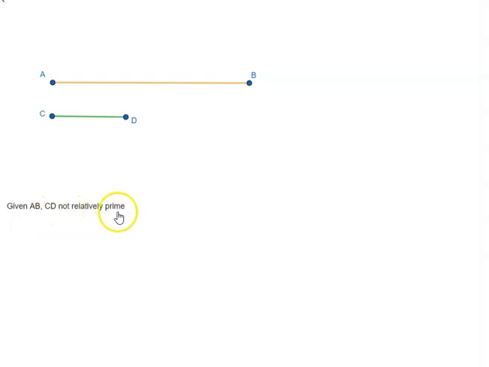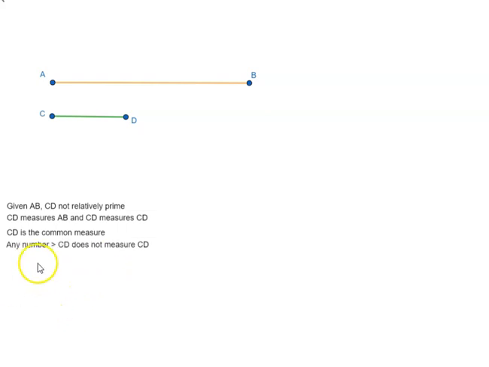Given that AB and CD are not relatively prime, the first case is CD measures AB, and actually CD will also measure itself. So CD is a common measure. And any number greater than CD does not measure CD. So which means CD is the greatest common measure. So this was pretty straightforward, this part. Now let's see a situation where CD does not measure AB.